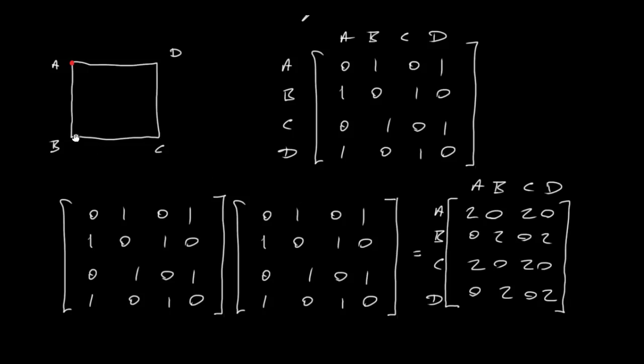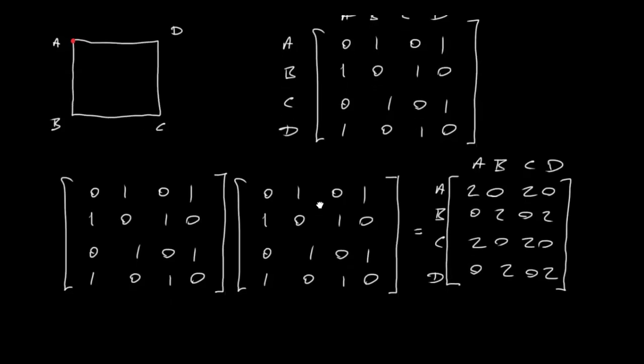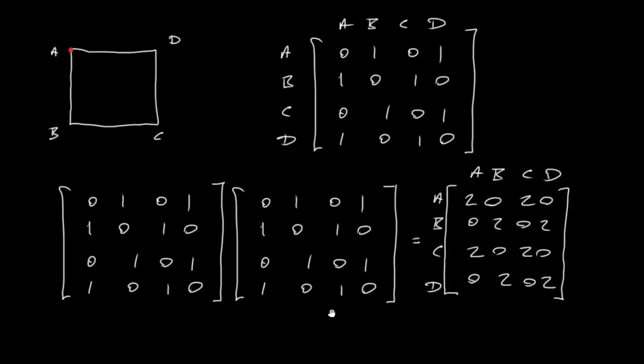What about B and D? Well, you can go across to C and up, that's length 2. You can go up to A and across, that's length 2. So there are 2 walks of length 2 between B and D. So in order to find out the number of walks of length 2 between these vertices here, you just simply square your original matrix. And if you want to know about walks of length 3, you would cube this matrix. In other words, take this matrix and multiply it again by this here, and that will give you the number of walks of length 3 between the vertices.